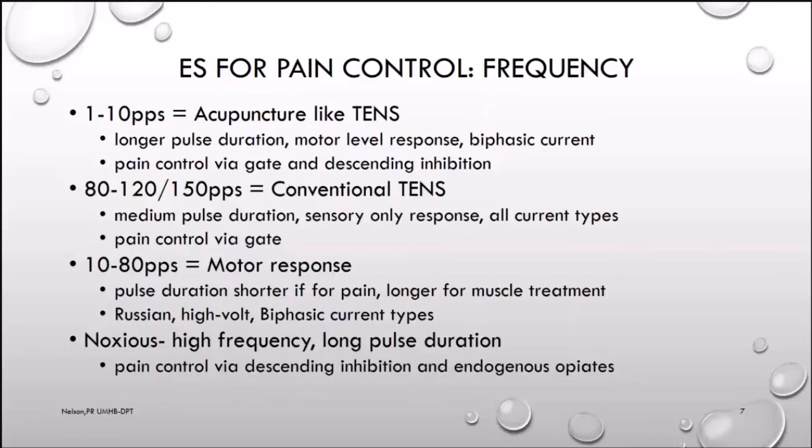In that 10 to 80 pulses per second is where we get the motor response. Pulse duration is shorter if you're doing it for pain, longer if you're doing it for muscle treatment, and Russian, high volt and biphasic currents can all be used to obtain a motor response. Noxious stimulation is done with high frequency, so 80 to 120, long pulse durations. We already saw 100 to 1,000 microseconds. And this is where pain control is via that descending inhibition as well as the endogenous opiates.